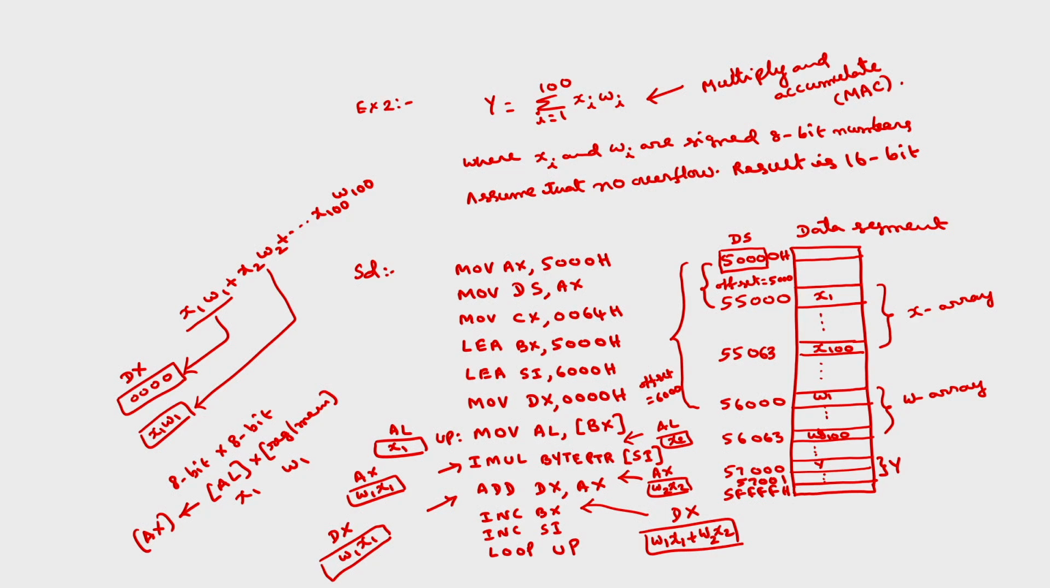Okay. We have to store this DX onto the memory location. So, for that we can write LEA BP, we have base pointer, with the offset where we have to store the result. From here to here, the offset is 7000.